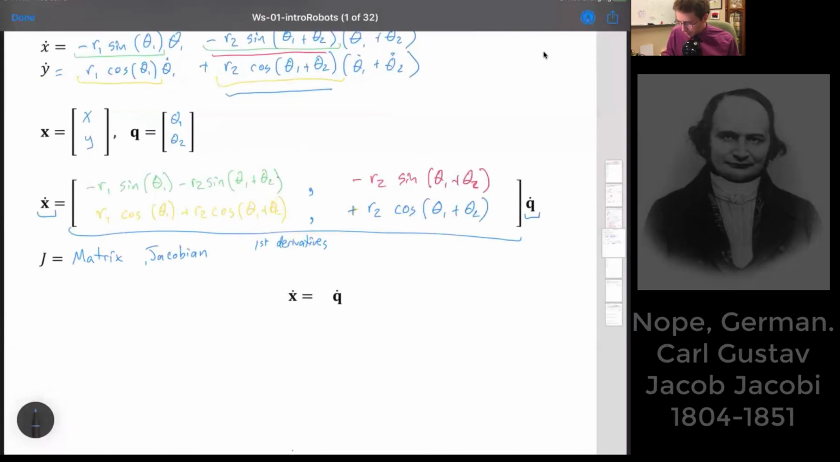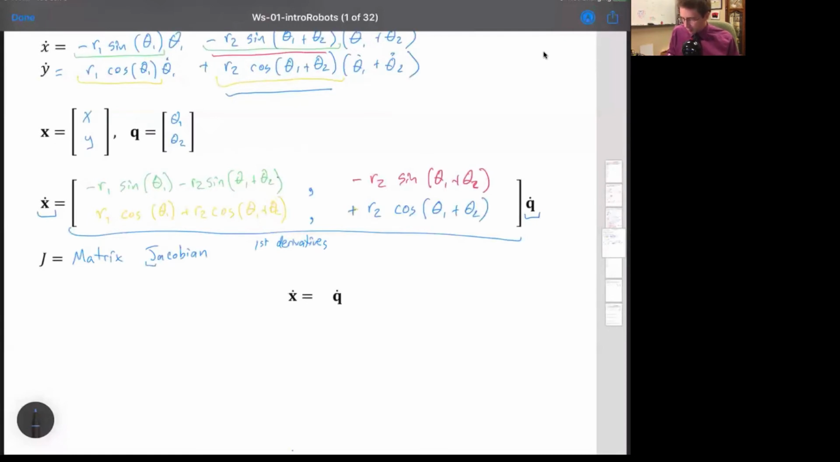Jacobian means the first derivative. Second derivatives are Hessian. J for Jacobian. And so then we say that x dot is really just equal to J times q dot. And there we have done our velocity kinematics.